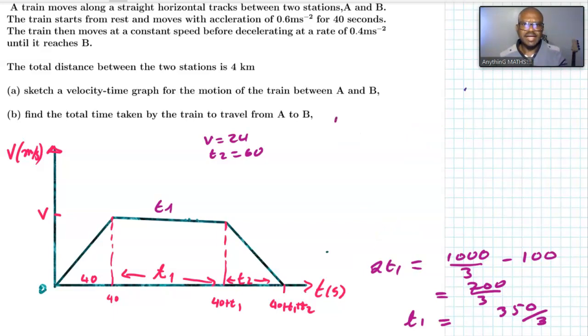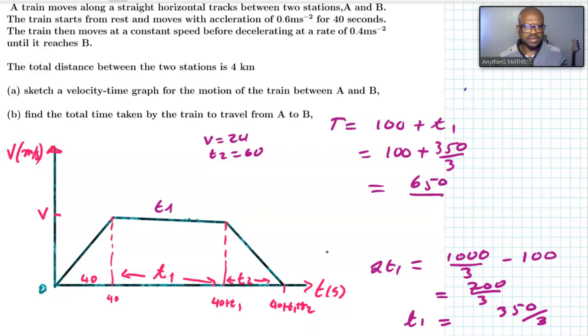And so the total time is going to be 100 plus T1. Then when you use your calculator, you're going to have 650 over 3 seconds. There's no need to change it into decimals or whatever. You can leave your answer this way. So anytime you're solving this question, take your time.